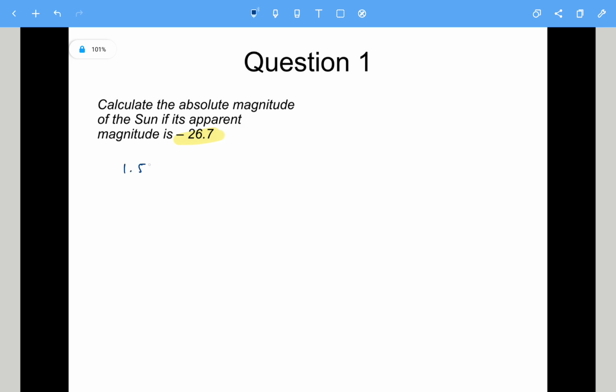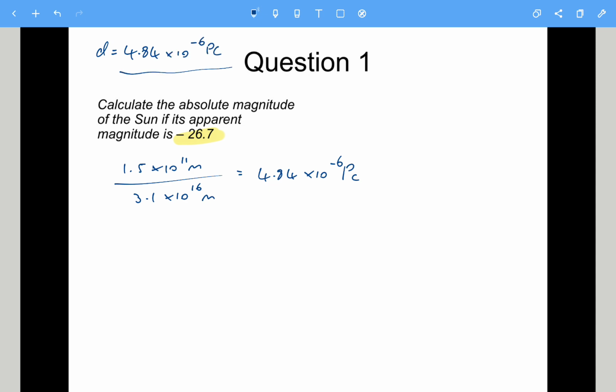Distance to the sun is 1.5 times 10 to the 11 meters, divided by the number of meters in a parsec, which is 3.1 times 10 to the power of 16 meters. So that gives us distance to the sun in parsecs of 4.84 times 10 to the power of minus 6 parsecs. So what I'm going to do is put that value up here. So distance is 4.84 times 10 to the power minus 6 parsecs. Let's make some room, and then we'll finish the calculation using the equation.